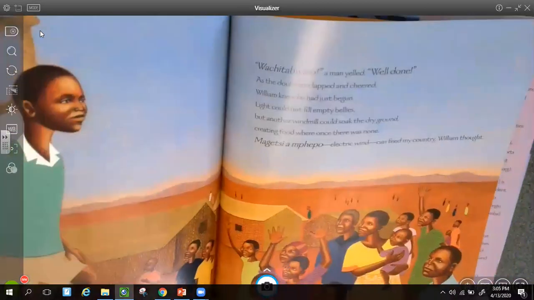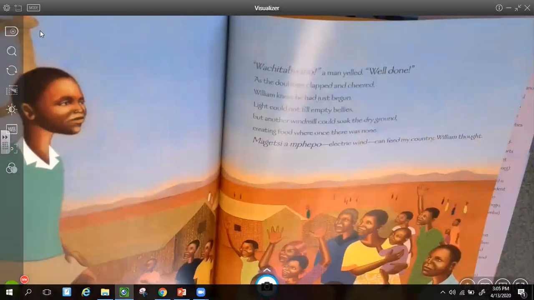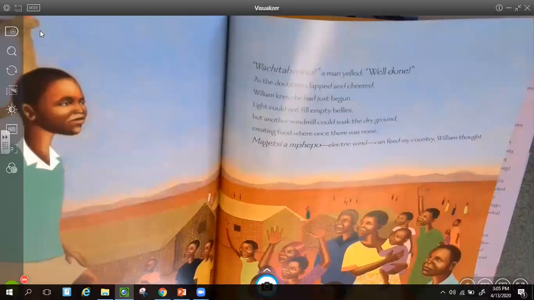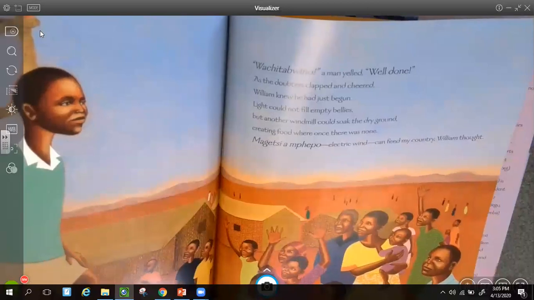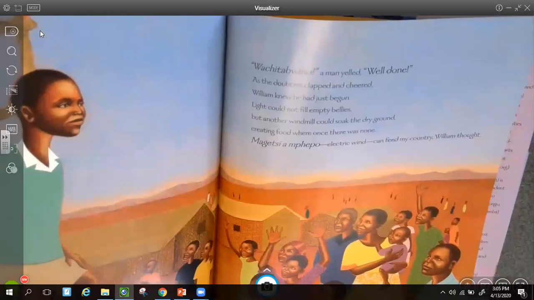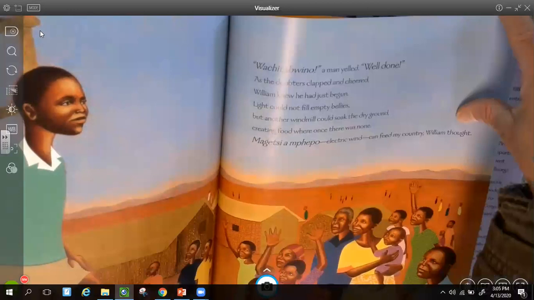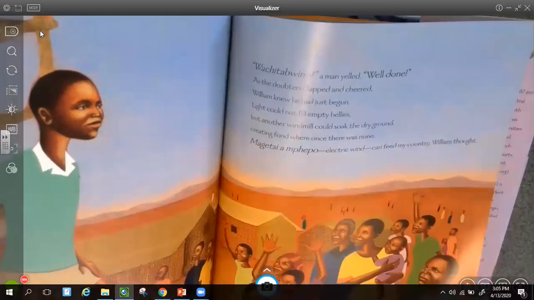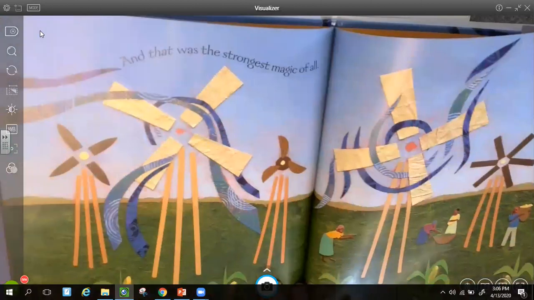"Wachita bueno," a man yelled. "Well done!" As the doubters clapped and cheered, William knew he had just begun. Light could not fill empty bellies, but another windmill could soak the dry ground, creating food where once there was none. "Magetsi, Amapafu, electric wind can feed my country," William thought. And that was the strongest magic of all.